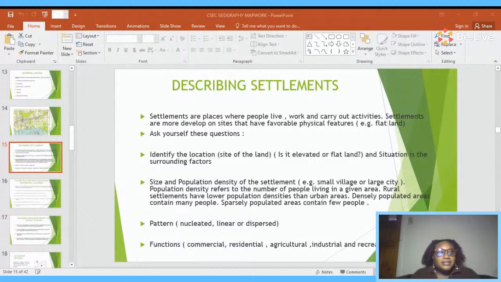Okay, so we're looking at settlements, describing settlement patterns on a map, looking at distribution and form. There are important things that you need to know when you're looking at settlements.